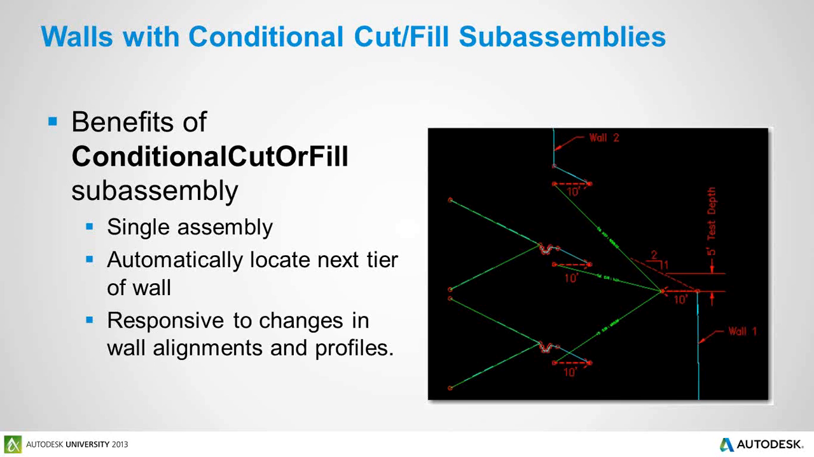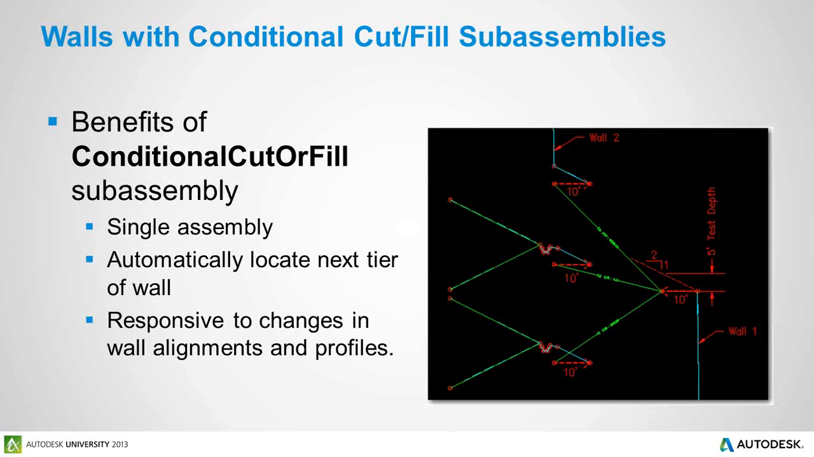All right. Going to the corridor model, this is where we use the conditional subassemblies now. So we saw in the previous example, I used the conditional horizontal target where I had to go and edit the polylines to get the model to update. This one we're going to use the conditional cut or fill.